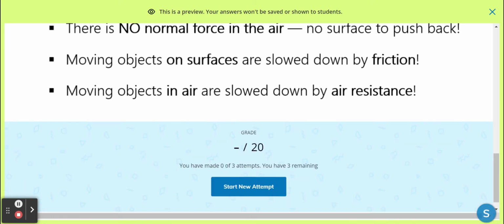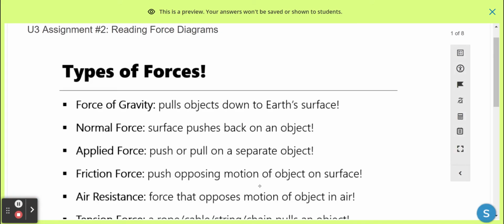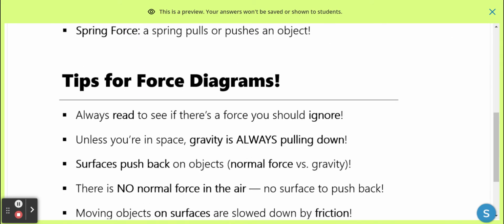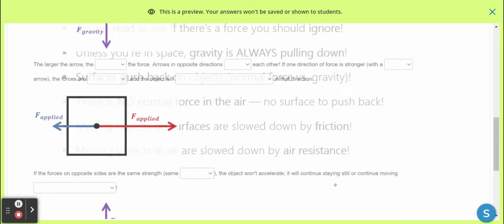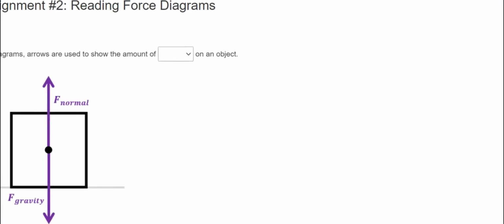Okay, so let's take a look at this assignment. Got 3 attempts, that's good. Alright, so there's the notes again. Alright, let's look at this first set of problems.